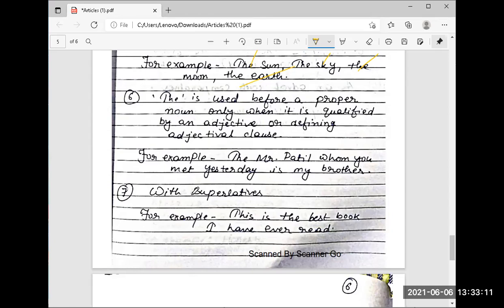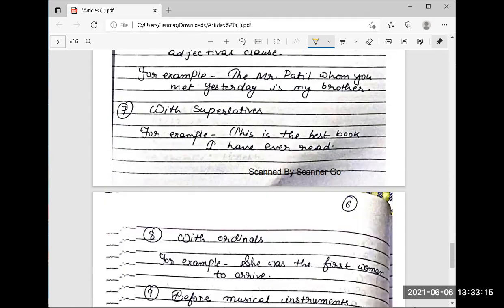Next, with superlatives. अब ये superlatives क्या है? What do you mean by superlatives? Hey, these things you have read in your school life. I don't know why people have forgotten it. What is a superlative? Superlative is a degree, madam. The highest degree.